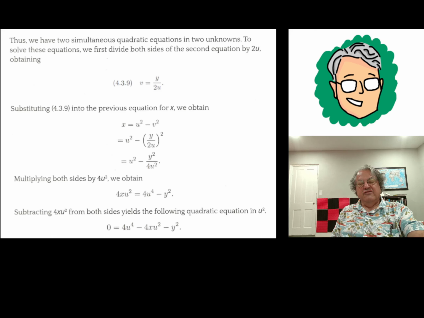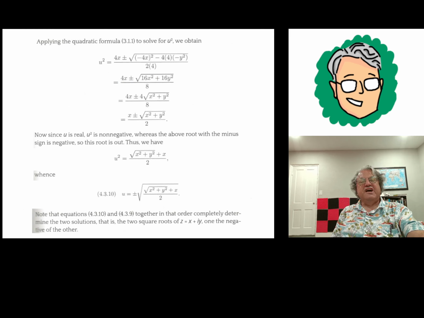That means that if u was 2, then v would be 1. And if u was negative 2, then v would be negative 1. So our square roots are going to be 2 plus i and minus 2 minus i. Those are the two square roots of 3 plus 4i. So that's an example. And you can try this with the legs of any Pythagorean triple. I just picked 3, 4 as a simple example. You can try another one for yourself if you want, just for fun.